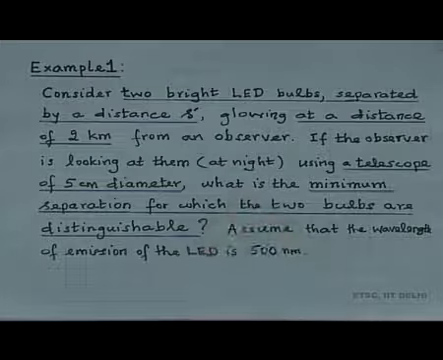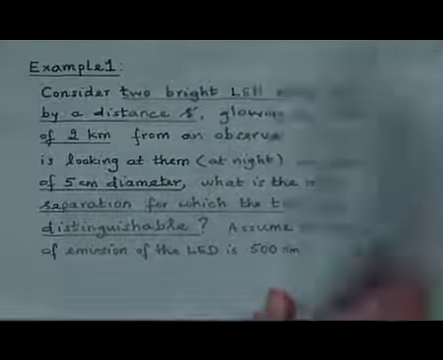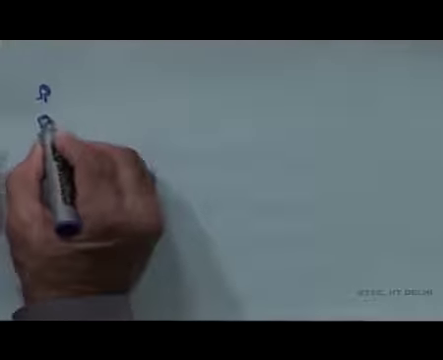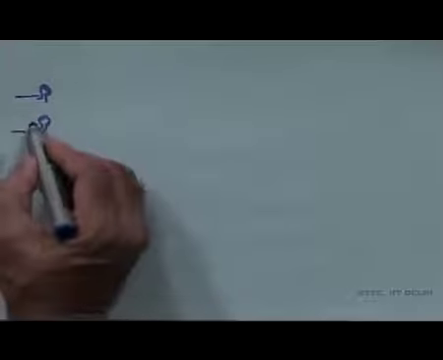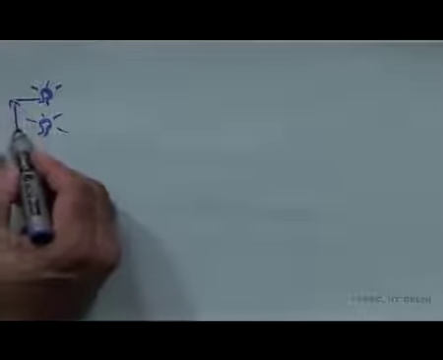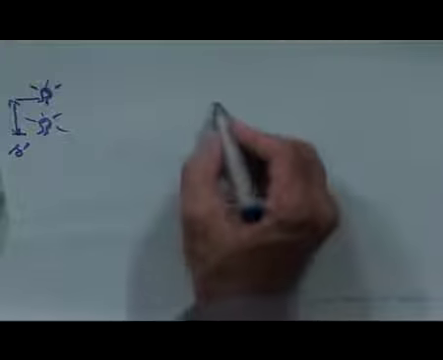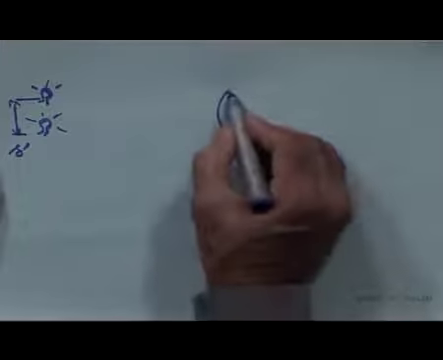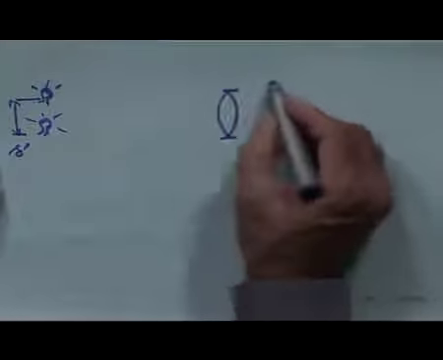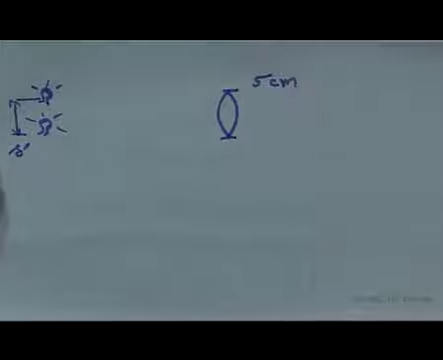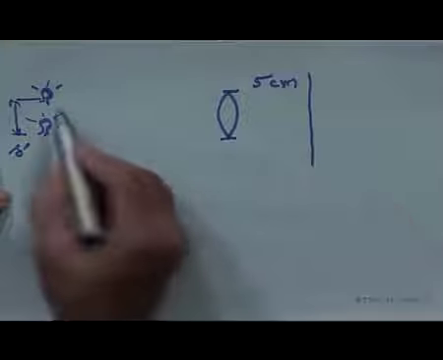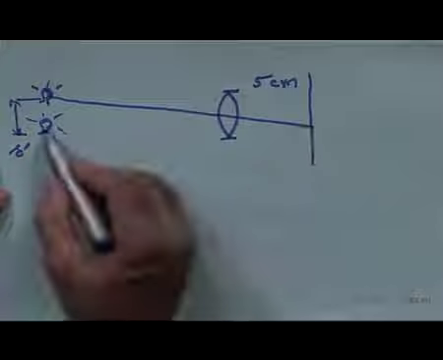Let us work out this simple example and then it will become more clear. We have two bright LED bulbs with a separation between them, and the separation between them is S dash. A person is observing these with a telescope of diameter 5 centimeter. On the focal plane, this will form two images.